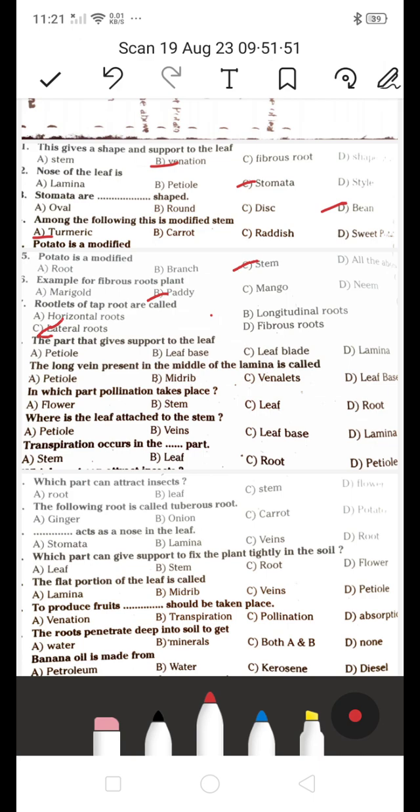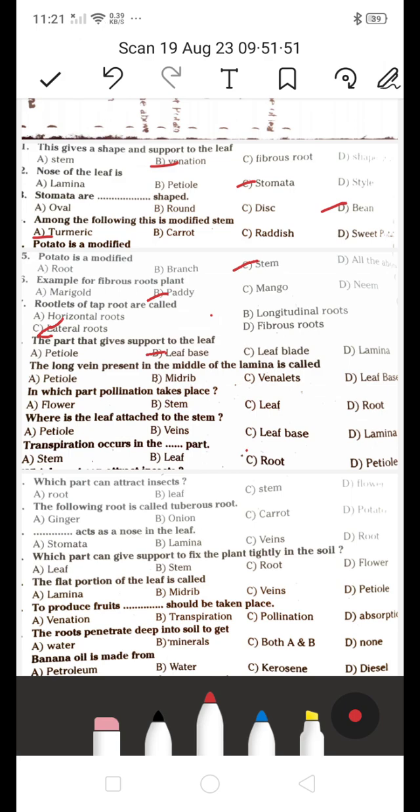The part that gives support to the leaf, is it petiole, leaf base, leaf blade, or lamina? Which is the right answer? The part that gives support to the leaf, its answer is leaf base. B is the right answer. It gives support to the leaf.